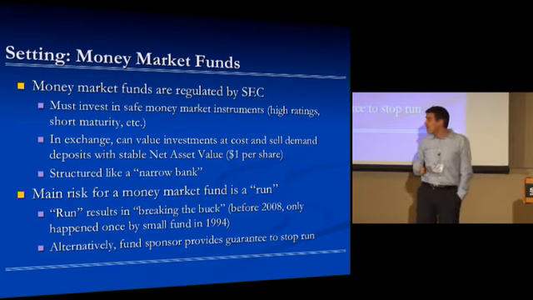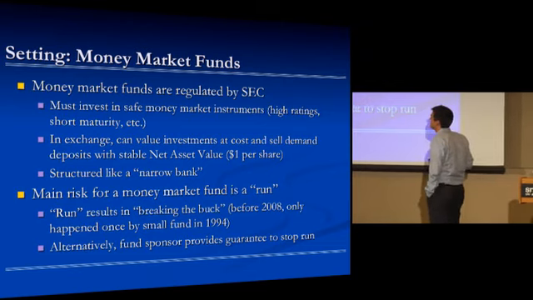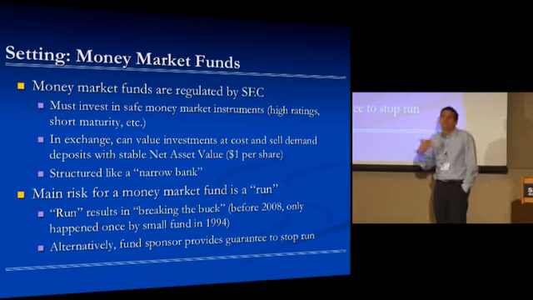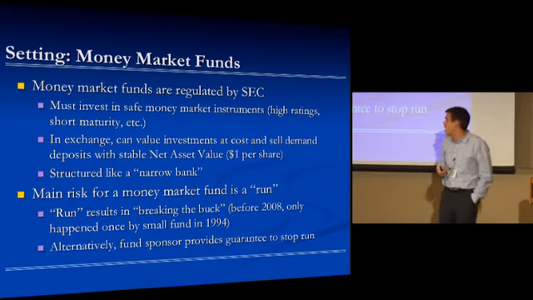Now, the main risk for a fund is that there would be some sort of run, okay? That everybody tries to take out the money at the same time. And if there's a run, that can result in breaking the buck, which means that the money market fund cannot pay off $1 per share.